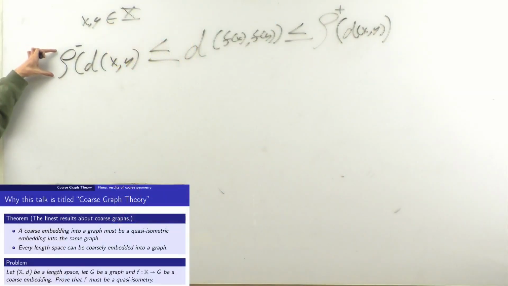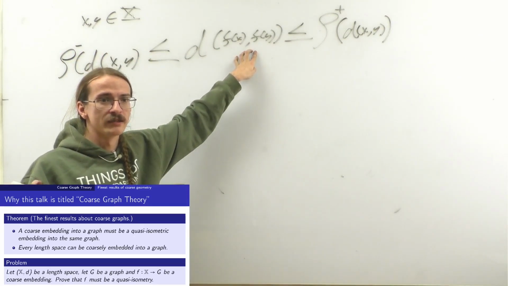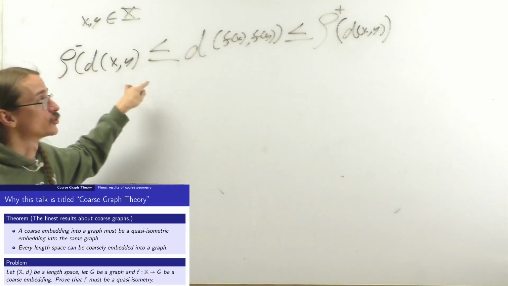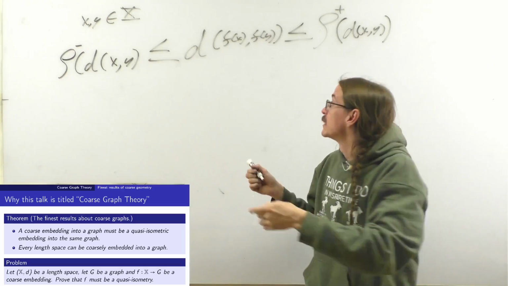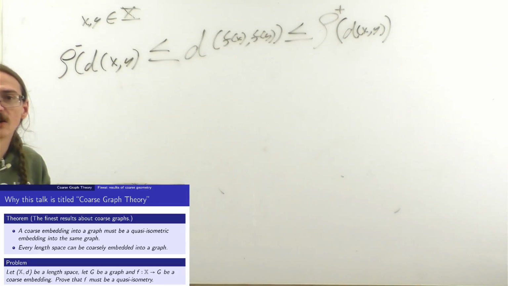What we're trying to prove. This is where I want to start. Why? Well, because I don't know really much of anything about this rho minus function and this rho plus function. I just know that they exist. But this thing right here, that's a distance on a graph. That's a path.